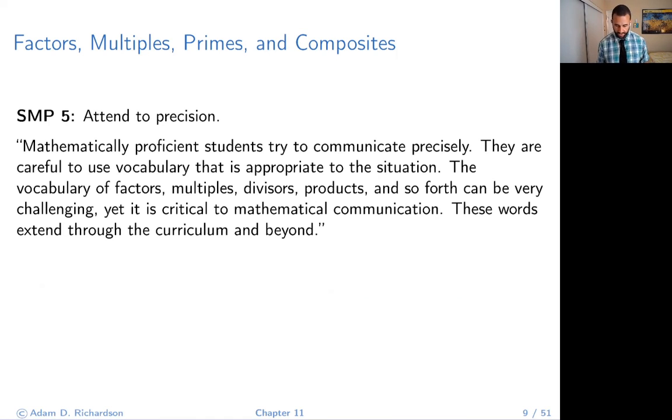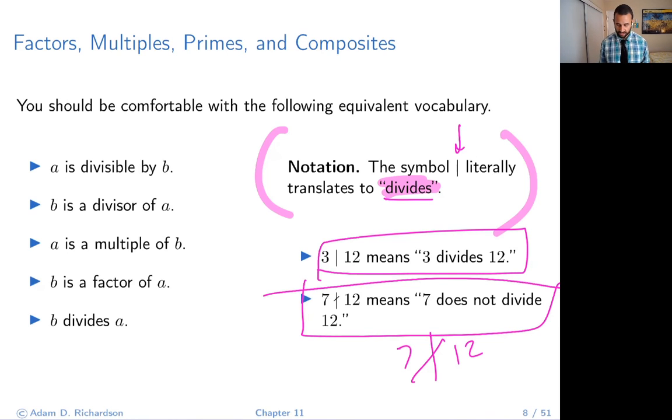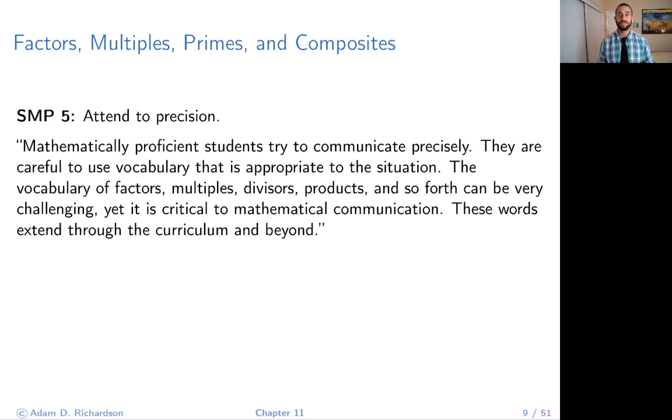Okay. The reason that I was focusing on this, and the reason that I was saying you need to memorize these things and be comfortable, is because we have to be able to attend to precision at this level. This is from the book: Mathematically proficient students try to communicate precisely. They're careful to use vocabulary that's appropriate to the situation. The vocabulary of factors, multiples, divisors, products, and so forth can be very challenging.